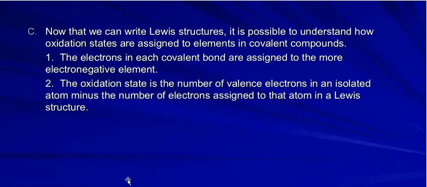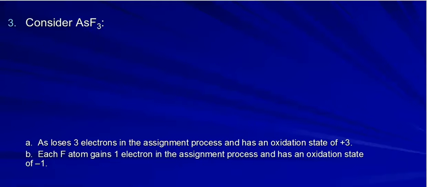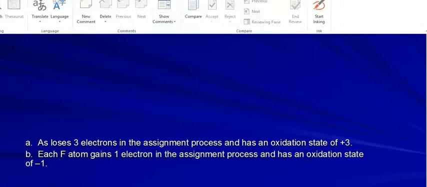Now we're going to look at oxidation states. The electrons in the covalent bond are assigned to the more electronegative element. The oxidation state is the number of valence electrons minus the number of electrons assigned. So let's look at AsF3.